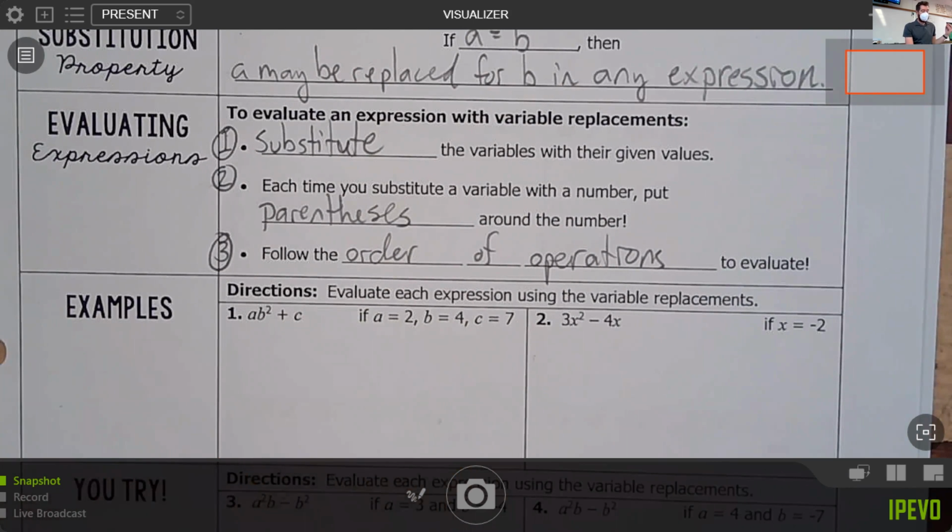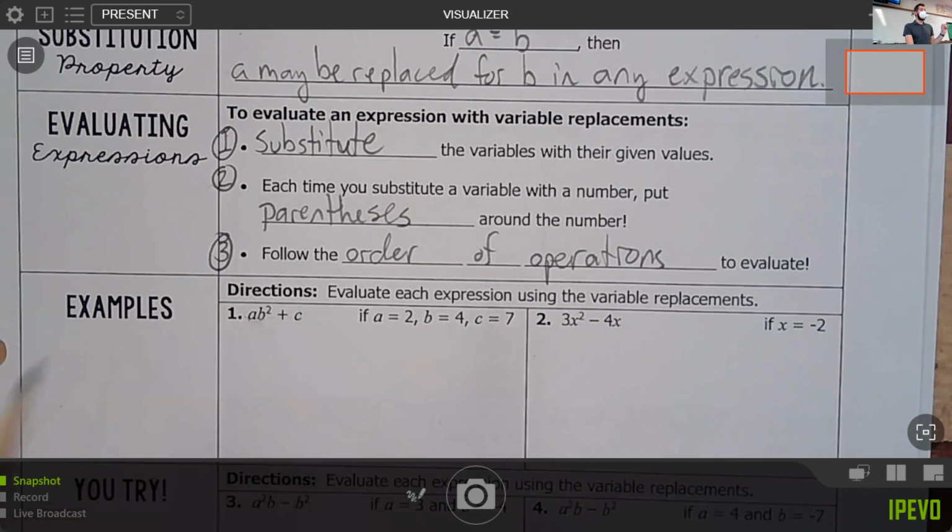Before we do that, I just want to make sure that everybody understands what this right here means. This first thing, a b to the second power. When you have two variables right next to each other, what does that mean operation wise? Multiplication, exactly. So this is a times b to the second power.